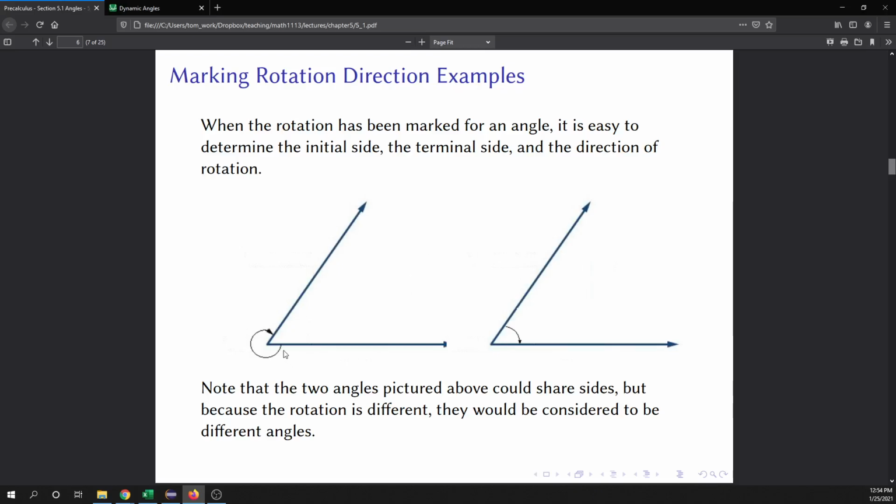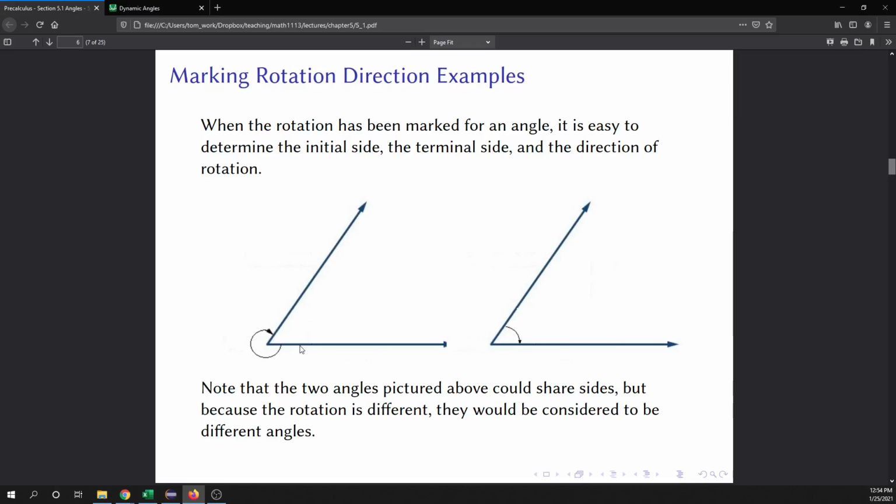So the initial side, in the marking on this angle over here on the left, has to be this side right here because that's where the back of the arrow is. The arrowhead, right, will point to the terminal side. So that's the side that rotated.